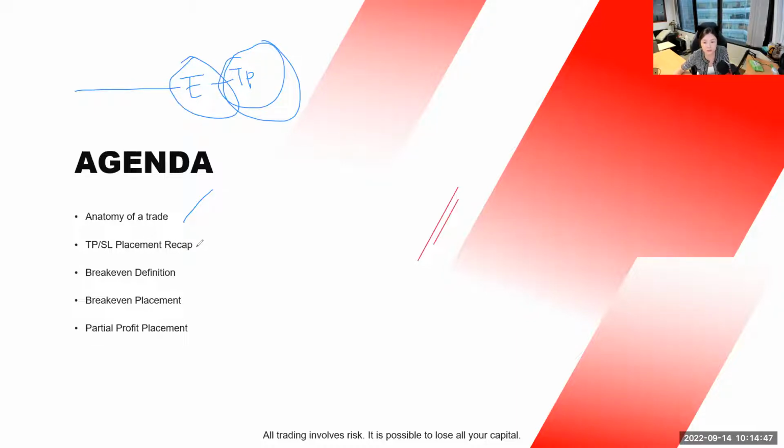Then we will have the recap on take profit stop loss placement. This is from the previous session, part 1 of 4 in the trade management, which is as important. Then we'll have the break-even definition, break-even placement, and partial profit placement. So this series is relatively easy to understand. I'll put it as simple and as understandable as possible. Let's move on to the next page.